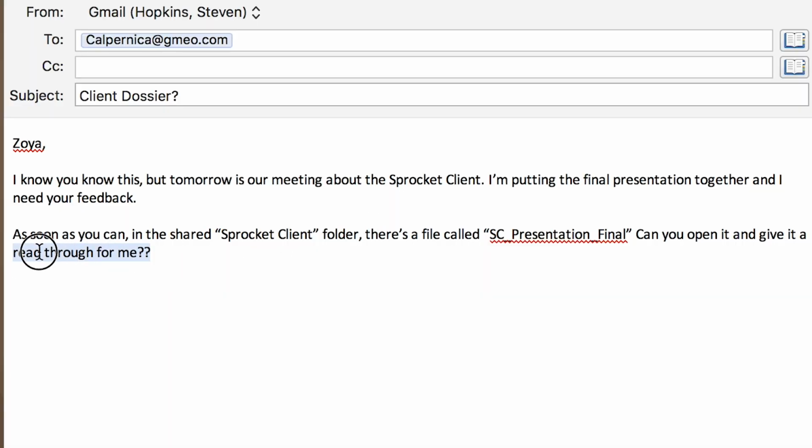So for example, you need somebody to look over a file for you. You're collaborating on it. You need to give them the name of the file and where they can find that file. Or if there's some particular task they need to do in some particular place, tell them where that place is, what time they're supposed to be there, and also a really important thing is when you need the work done by.